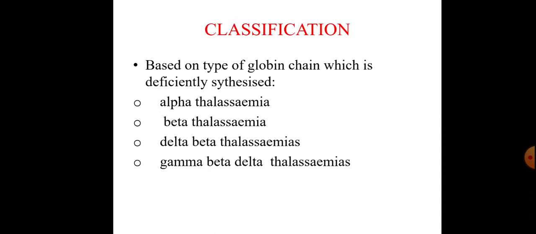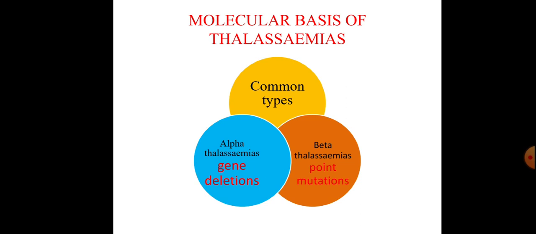The classification of thalassemias is based on the type of globin chain which is deficiently synthesized. It is classified as alpha thalassemia, beta thalassemia, delta beta thalassemia, and gamma delta beta thalassemia. Molecular basis of thalassemia: its common types are alpha thalassemia and beta thalassemia, where alpha thalassemia occurs due to gene deletion, whereas beta thalassemia occurs due to point mutations.